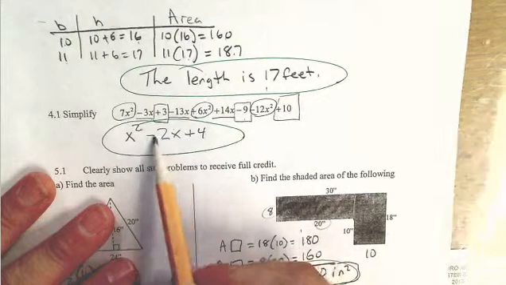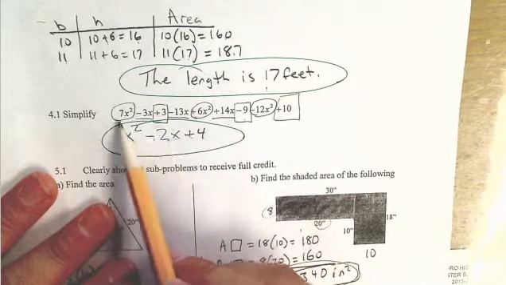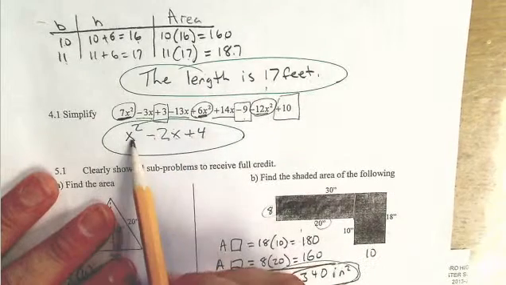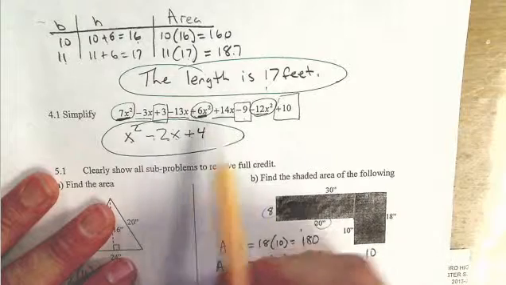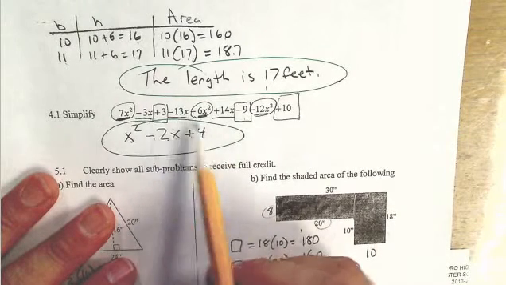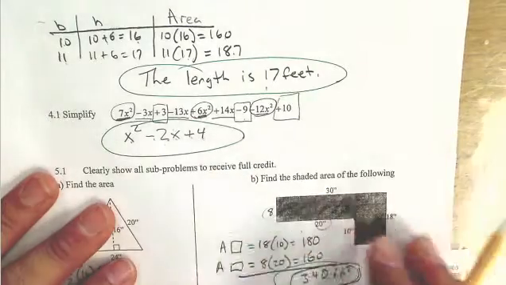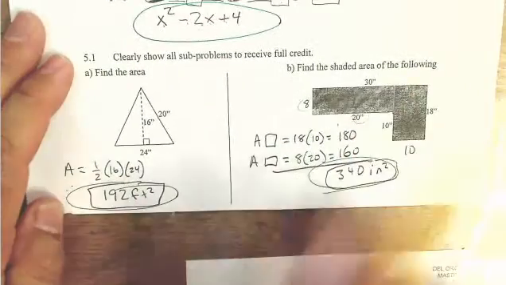X squared minus 2x plus 4, and I got that by going all my x squareds, I combined those like terms, got my x squared. All the x's you combine together get negative 2x, and all your constants, all the ones by themselves, I got 4. Just combine the like terms. Should not have been hard.